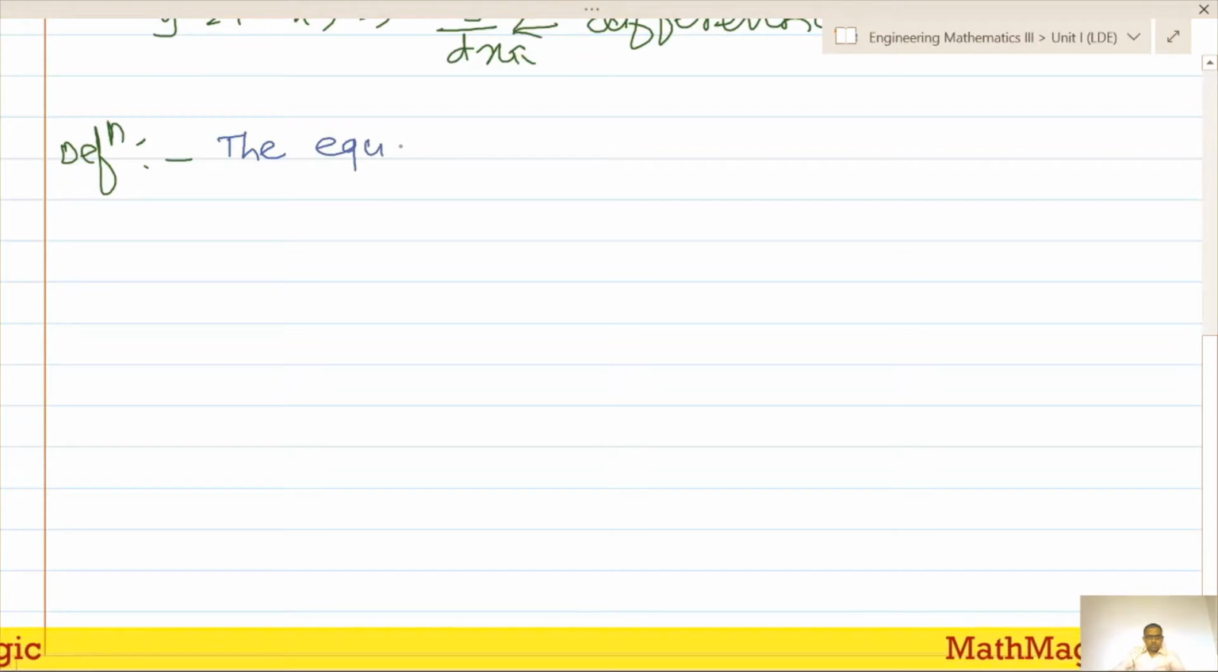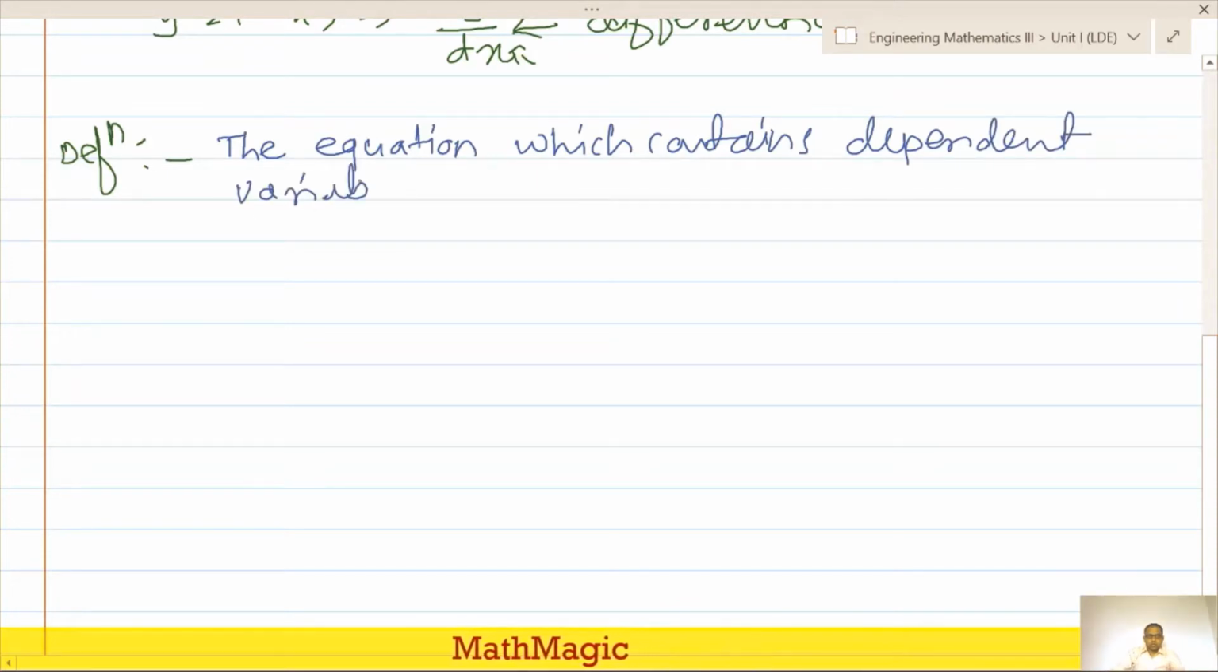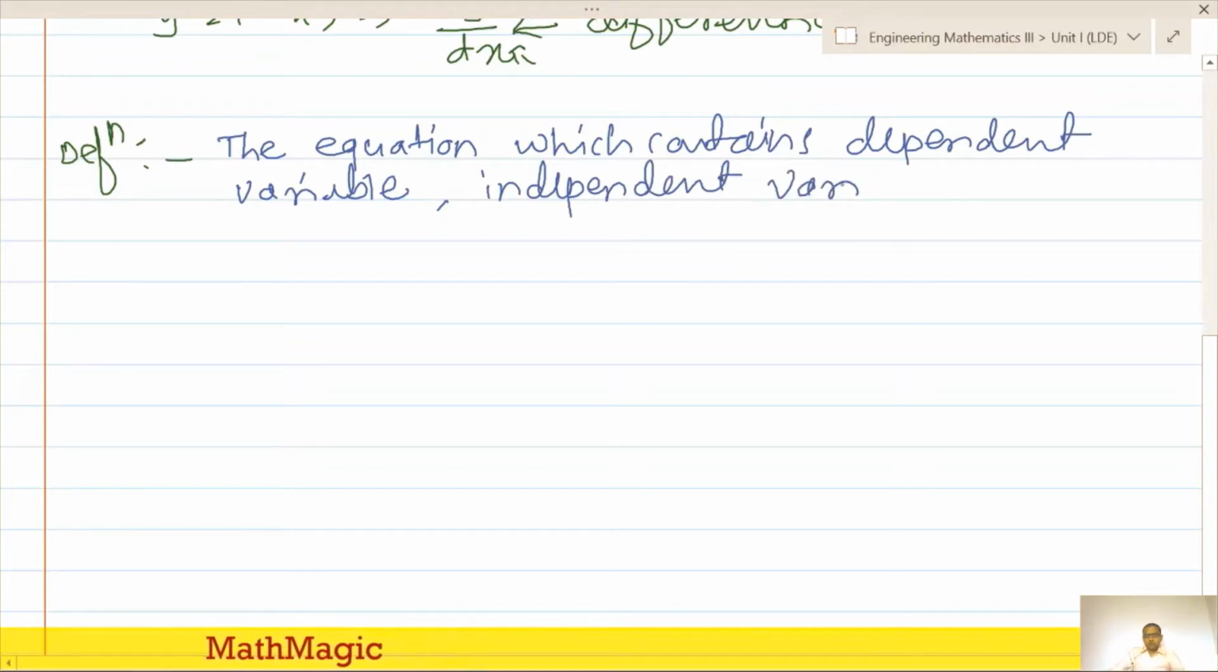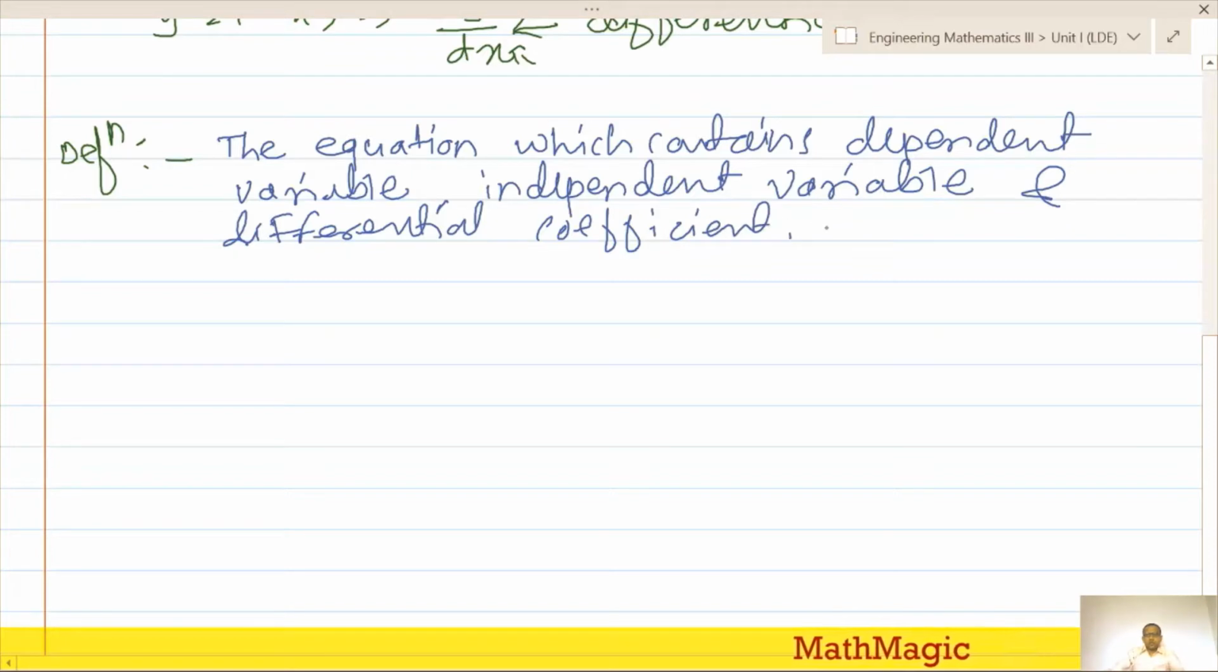Now let us see the definition of differential equation. The equation which contains dependent variable, independent variable and differential coefficient is called a differential equation.